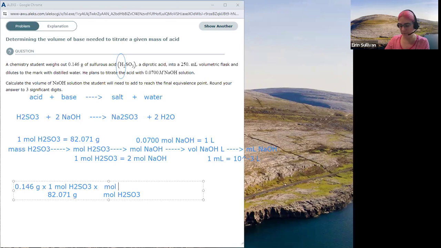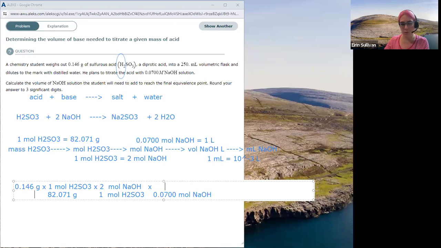Okay, so look at my mole ratio. For every 1 mole of sulfurous acid that reacts, I'm going to need 2 moles of sodium hydroxide to neutralize it. Then finally, I'm going to use my concentration, 0.0700 moles of sodium hydroxide for every 1 litre of solution, and then convert litres into millilitres. So, yep, 1 millilitre is 10 to the power of minus 3 litres.